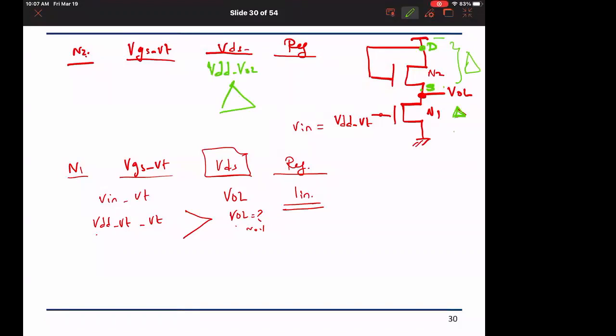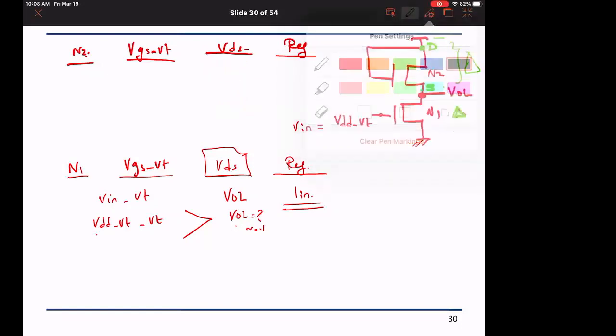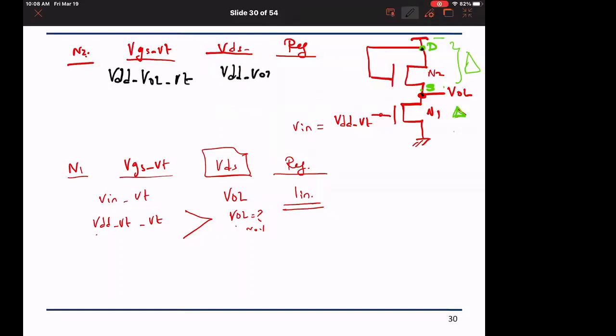Now here, what we have is that the transistor is connected in a saturated fashion. So really it doesn't matter to me if it's small or large, because VGS minus VT is VDD minus VOL minus VT, and the VDS is VDD minus VOL. So this is VDD minus VOL. If I am using only the long channel model, I will have this in saturation, because this is definitely greater than this, and I will be operating in saturation.